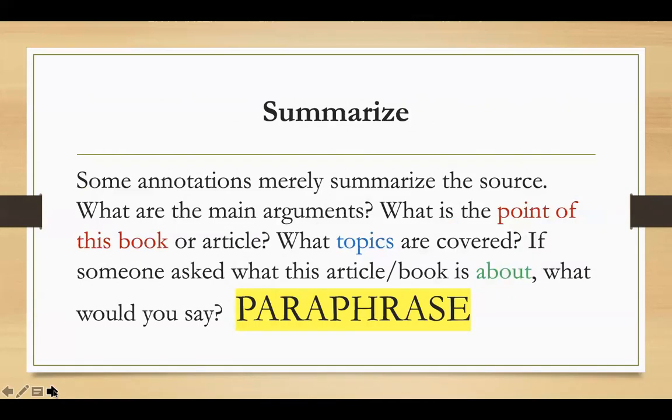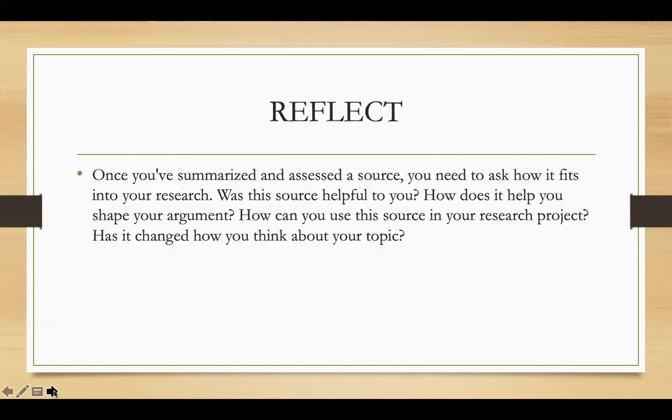Some annotations merely summarize the source. For this case, write four to six sentences. What is the main argument of the article you're looking at for Chinese restaurants? What's the point of the book or article about Chinese restaurants? What are the topics? What if someone asks, hey, what's your book about? So in a summary, you want to answer the who, what, where, when, how, and why, but in your own words. You want to paraphrase. The reason you don't want to just cut and paste is you're not going to remember it. You've got to put it in your own words, and that's how you remember, so you can put it in your final paper.